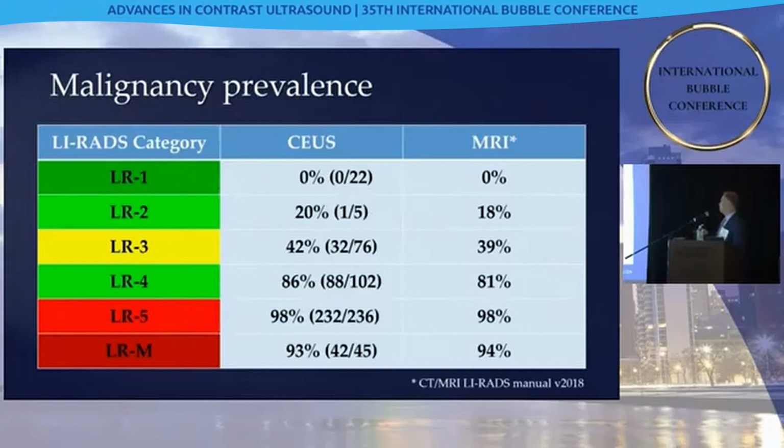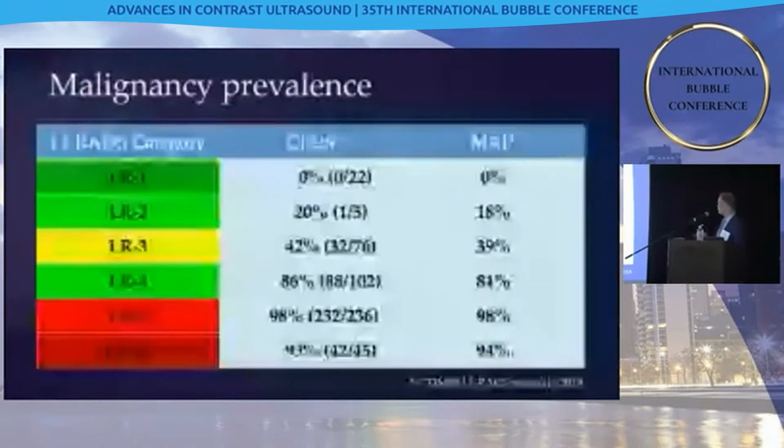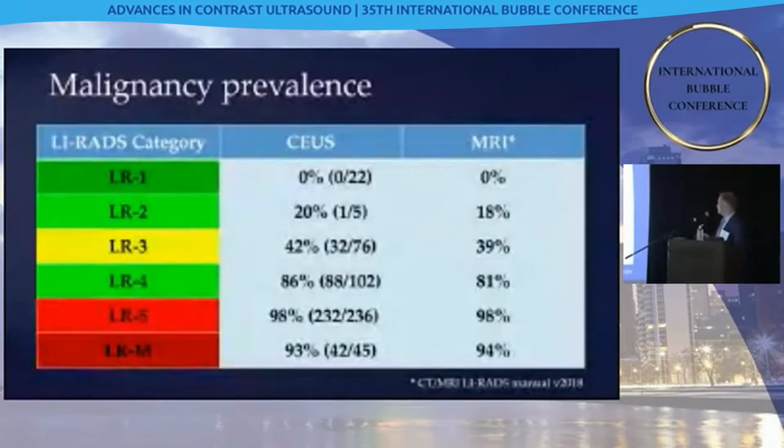LI-RADS 2, we had 1 flash-filling hemangioma that was diagnosed as a LI-RADS 5 lesion because it had arterial phase hyperenhancement, as flash-filling hemangiomas would, and then there was a very late mild washout. Again, this just happened. We have 1 out of 5 turned out to be cancer, pretty much the same with MRI. And LI-RADS 3 is 42% malignancy, LI-RADS 4, 86%, and with the LI-RADS 5 group, we have 98% malignancy. And I'll show you a slide about HCC next.